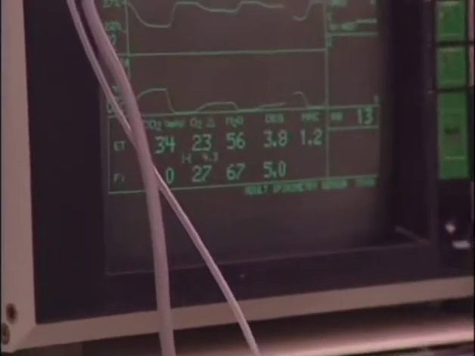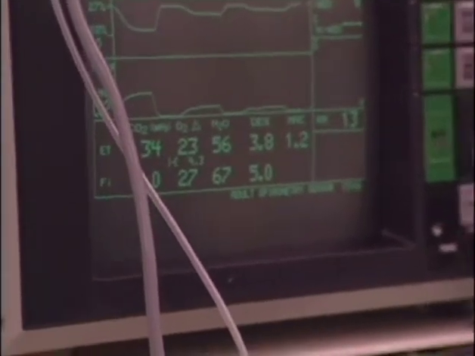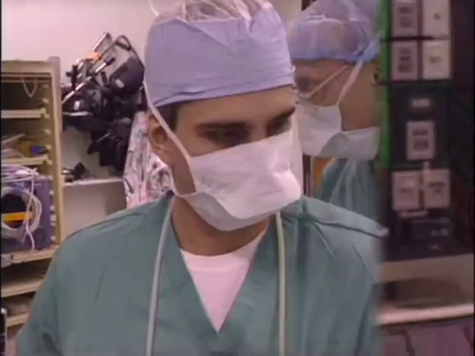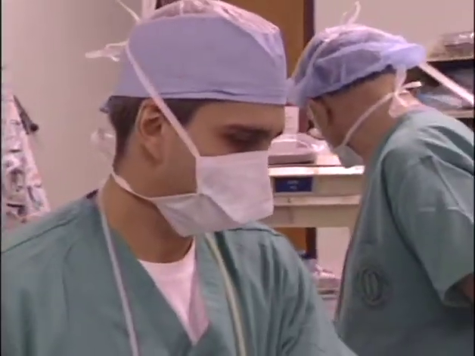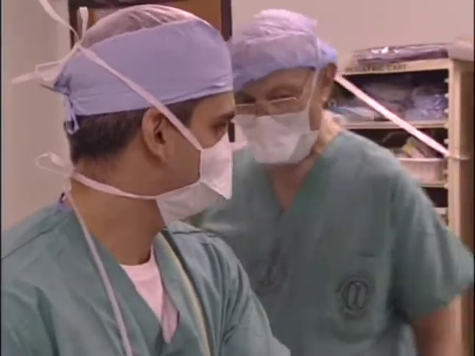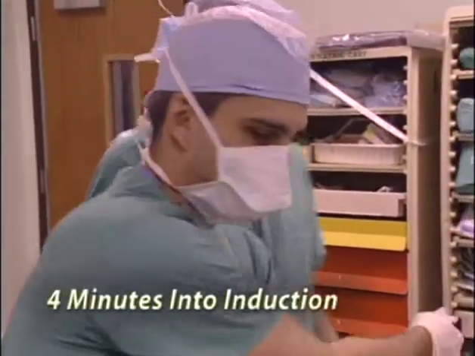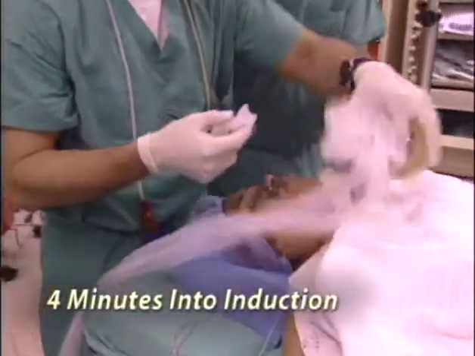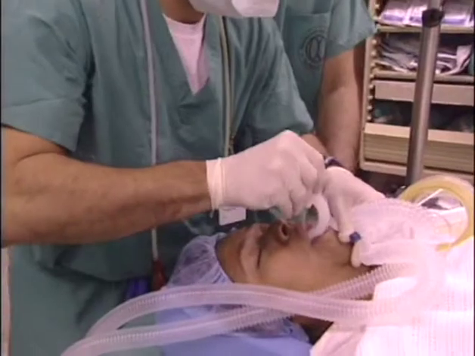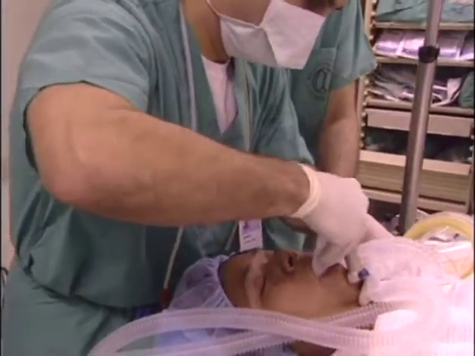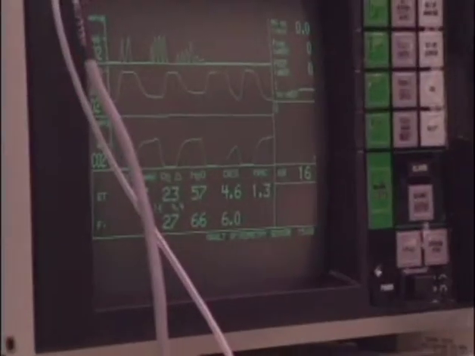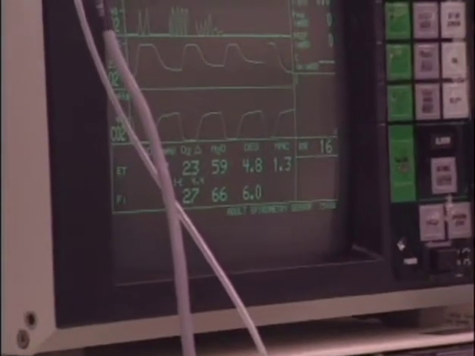Okay, we have now up to 56% nitrous and 3.8% desflurane. She is still obstructed. I think it's time to put an oral airway in. Can you do that? Yes. All right, you're going to have to be very quick. Can you do that? Yes, sir. All right, go for it. And now we've got a good end tidal reading, huh? Much better movement of the bag as well.